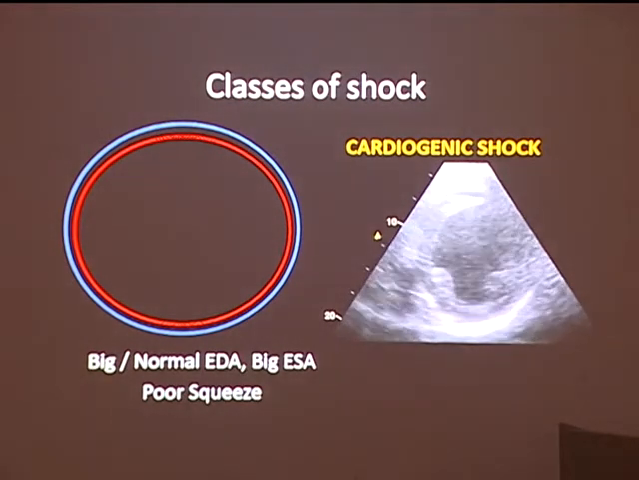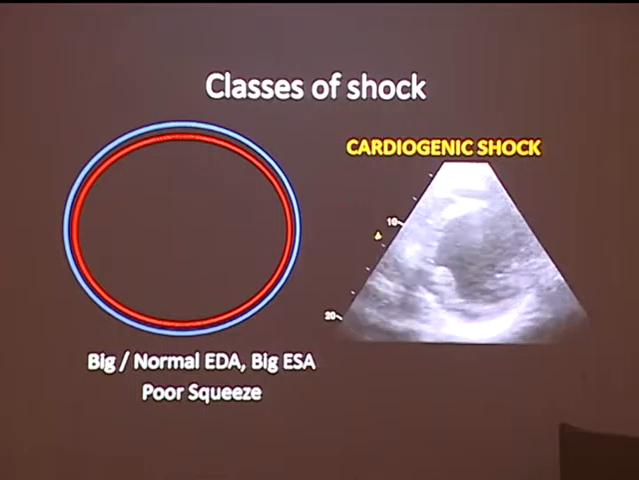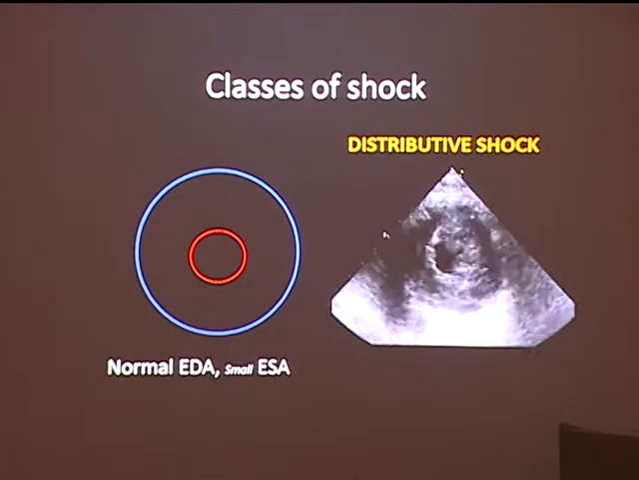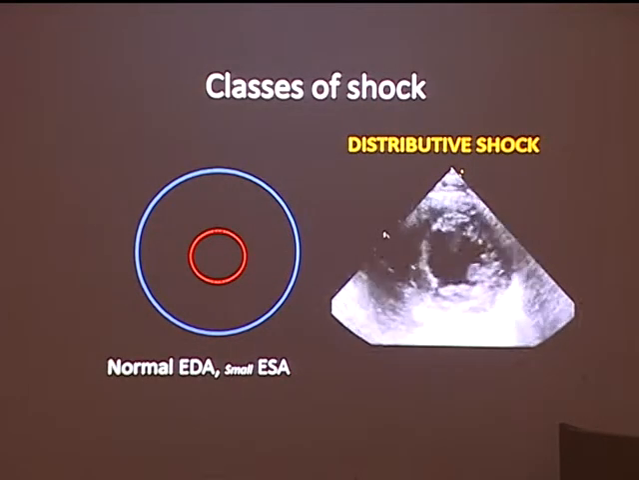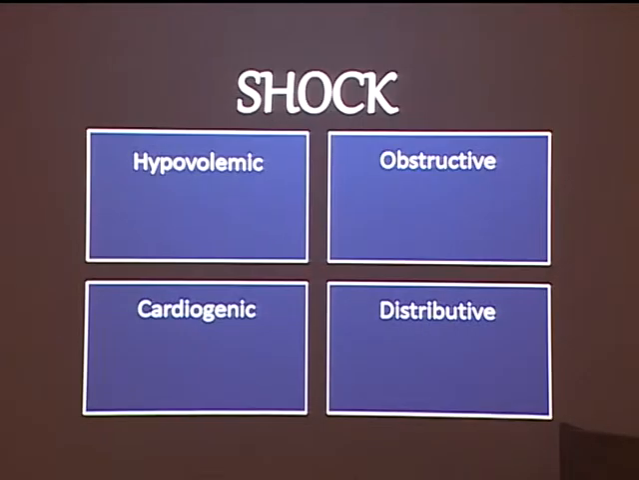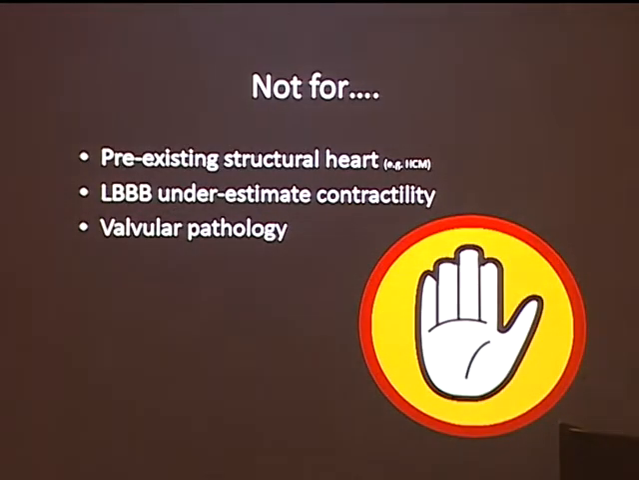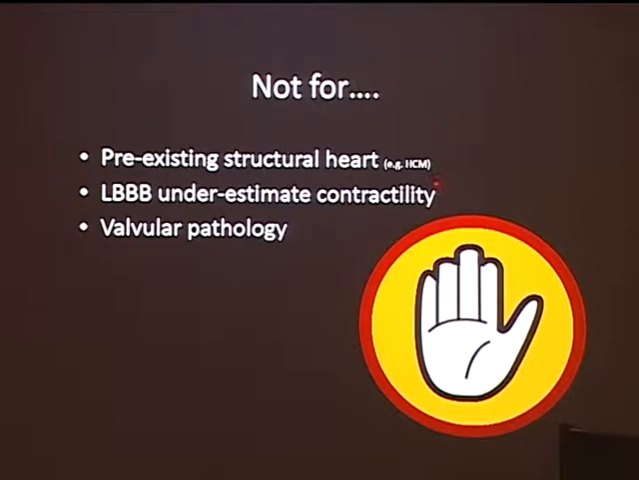Now, this kind of classification is not that useful for a patient with cardiogenic shock or distributive shock. Okay? So we use it mainly to distinguish between hypovolemic and obstructive shock. Now, this kind of assessment, very easy looking, is not going to be useful for patients with pre-existing heart disease, patients with left bundle branch block, patients with valvular pathology. And what do you think is the last frontier that you cannot apply this on? It will be patients with more than one class of shock. Hypovolemic plus distributive, hypovolemic plus obstructive, for example.